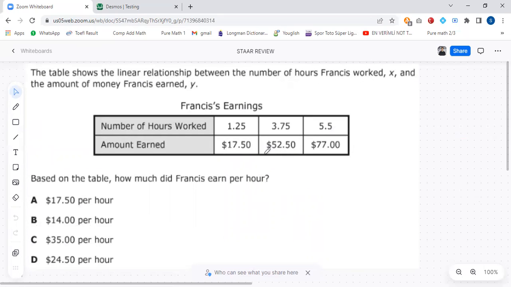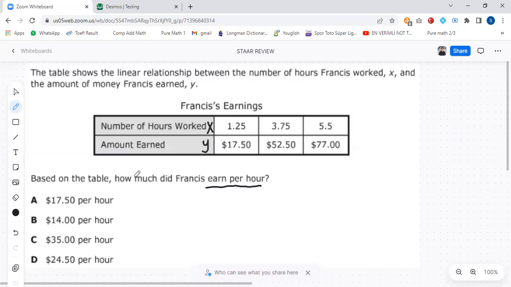The table shows the linear relationship between the number of hours Francis worked, X, and the amount of money Francis earned, Y. So X represents the number of hours that he worked, right? So the X values are 1.25, 3.75, and 5.5. And amount earned is Y. They're $17.50 and $52.50 and $77. Okay, so based on the table, how much did Francis earn per hour?